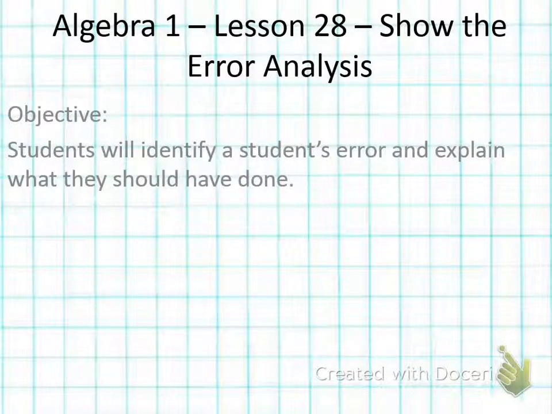Alright, this is lesson 28, show the error analysis. So this lesson is really a lesson on how to take a test. Sometimes you're going to see problems like this on a test, and I want to make sure that you understand how to do this kind of problem.